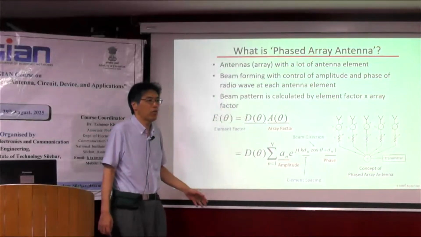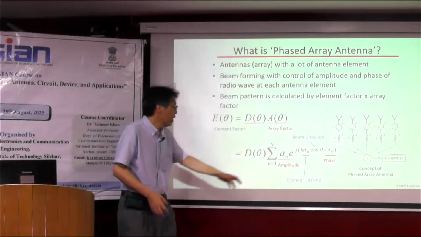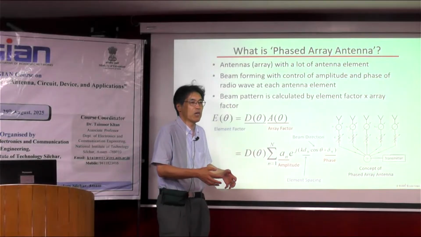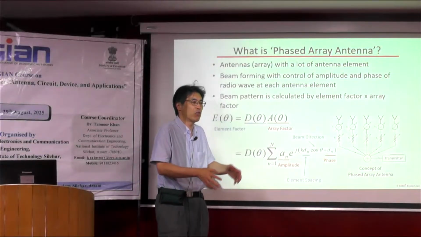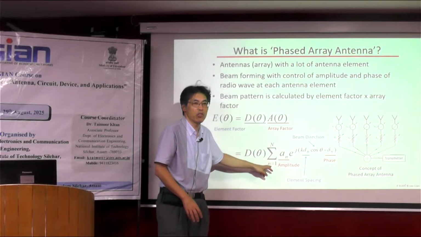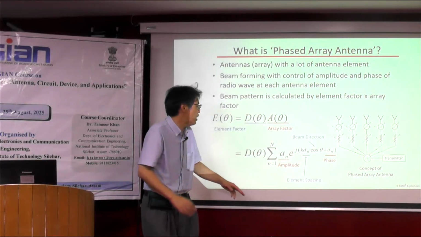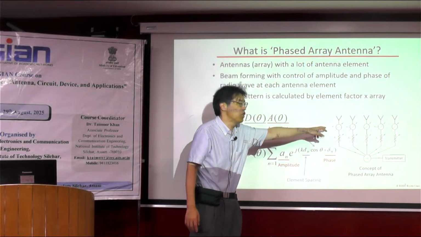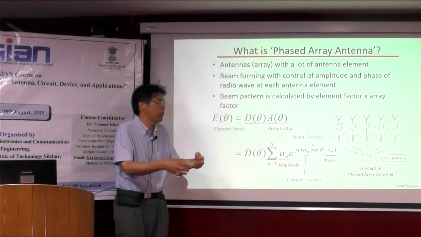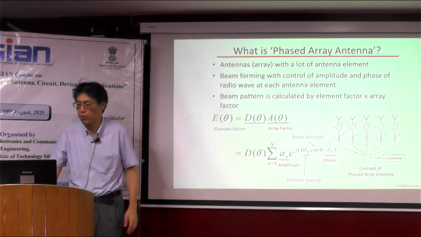Usually, for very complex and very high-precision beam control, sometimes we control the amplitude. Like I mentioned in the morning session, when we would like to control the beam efficiency with the amplitude taper, we control the amplitude. But to control the beam direction only, we usually control the phase in each antenna. As a result, after transmitting from the antenna, the radiated waves are merged into one beam.